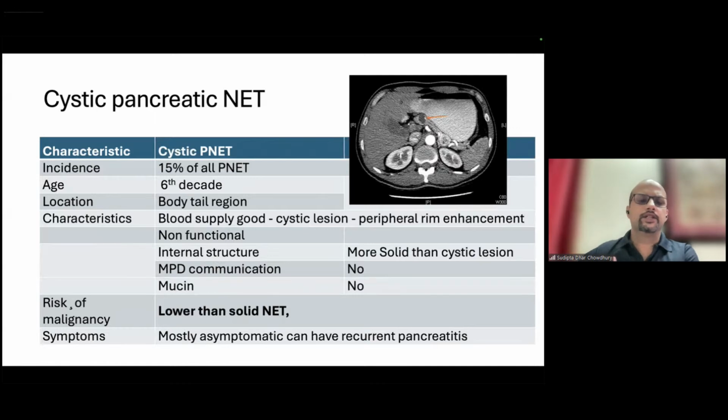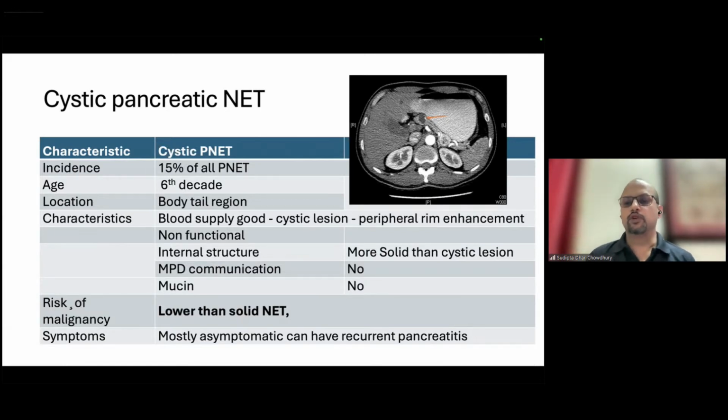The cystic degeneration of solid tumors, predominantly the cystic pancreatic neuroendocrine tumors, makes up almost 15% of all the PanNETs that we see. This usually occurs in the 6th decade, again in the body tail region of the pancreas. One interesting thing about cystic pancreatic neuroendocrine tumors is that they have a very good blood supply, and therefore the most important feature that we look for is the peripheral rim enhancement, as you can see here. It's a thin rim of enhancement around the cystic lesion, which should raise the concern that we are dealing with a cystic pancreatic neuroendocrine tumor.